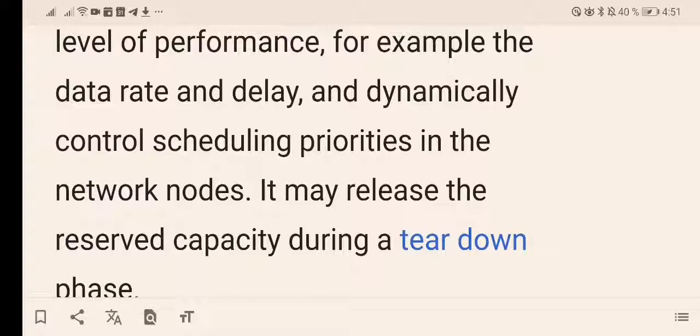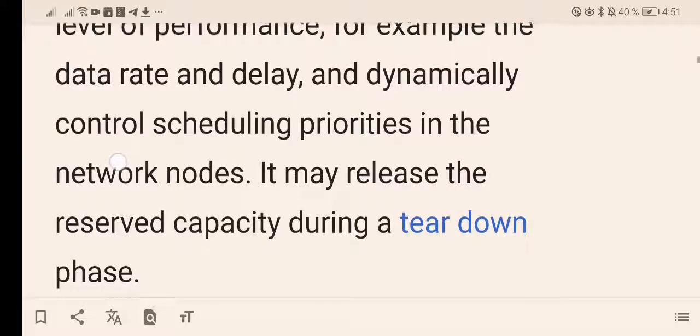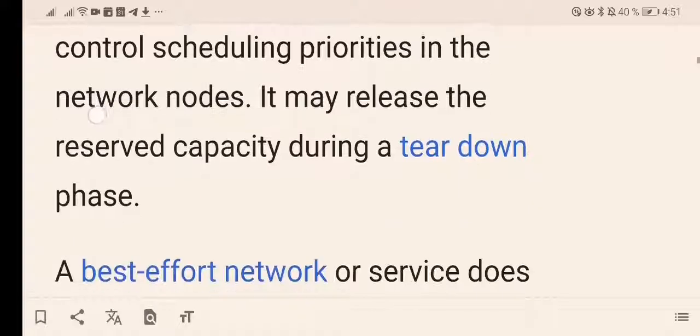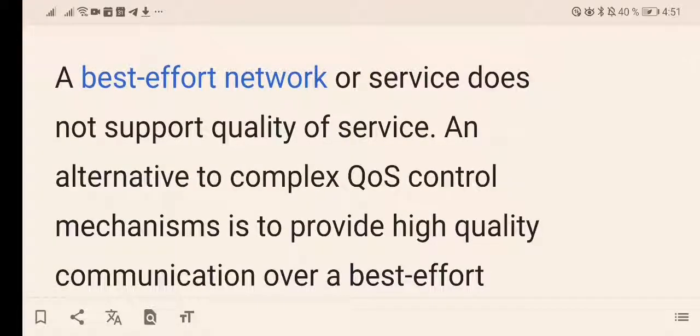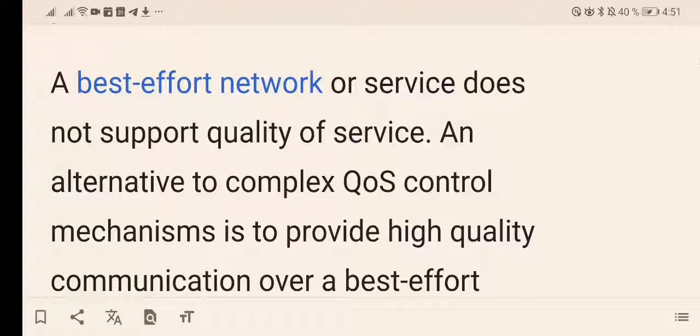And whenever the line is decongested already, we have a normal policy, probably weighted fair queuing, class-based weighted fair queuing, or just first in, first out if it's less than the minimum threshold. For example, the data rate and delay and dynamically control scheduling priorities in the network nodes. That's just applying policies, applying the QoS mechanism. It may release the reserved capacity during a tier down phase. Basically those things happen when there's congestion. Once congestion is released, we go back to a normal type of service, best effort.